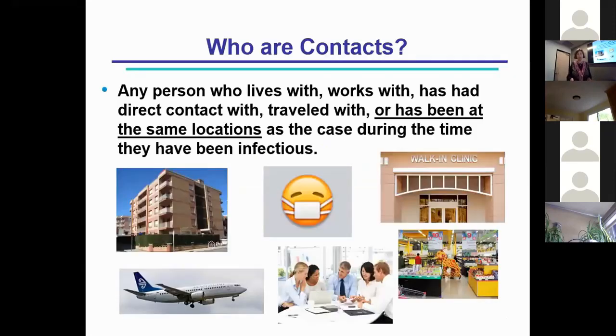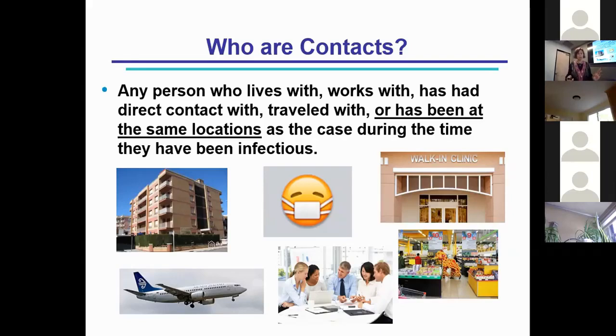And before we start getting into the discussion, I think it's important for all of us to be on the same page about some definitions. So who are contacts? In this case, when we're talking about COVID-19, it's any person who would be living with, working with, has had direct contact with, through church or whatever, has traveled with, we know a lot about cruise lines now, or has been at the same locations as a case during the time they have been infectious. So it doesn't have to be direct contact, it could be indirect contact. You just happen to be in the same place that they were recently, and you're touching the same surfaces.